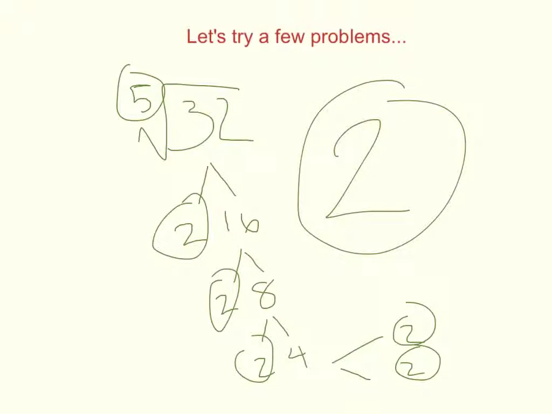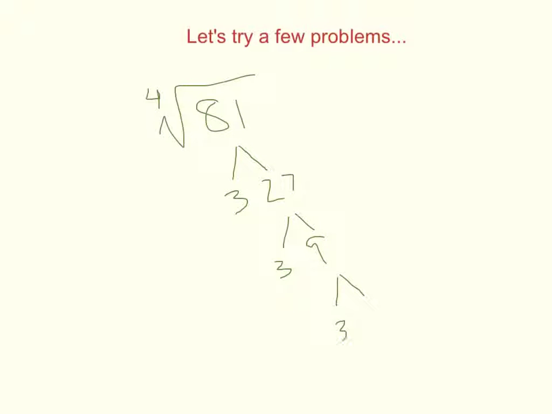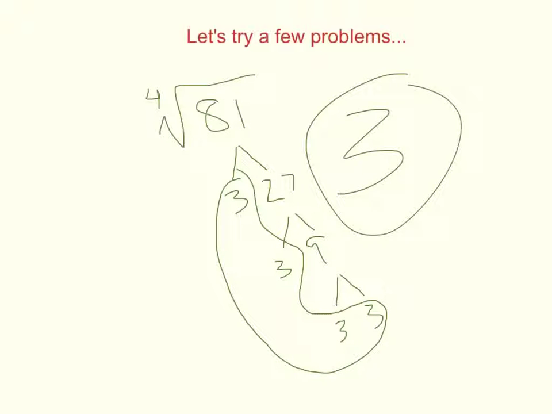So let's try another problem. How about the 4th root of 81? So once again, we're going to start breaking it down. This time we're going to be using 3's. So 3 and 27, 3 and 9, and 3 and 3. It's the 4th root. There are 4 3's, so 3 is our answer.